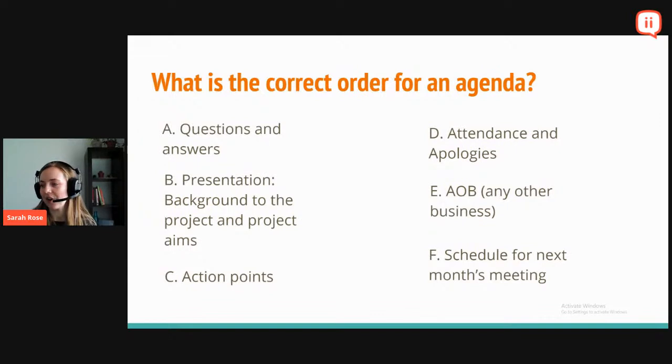Okay, have a look. Does anybody know what order this should be in? So you can just type the letters. If you think D is first or C is first, you can write C, B, E, A, D, F, whatever you want. We have some more comments about meetings.